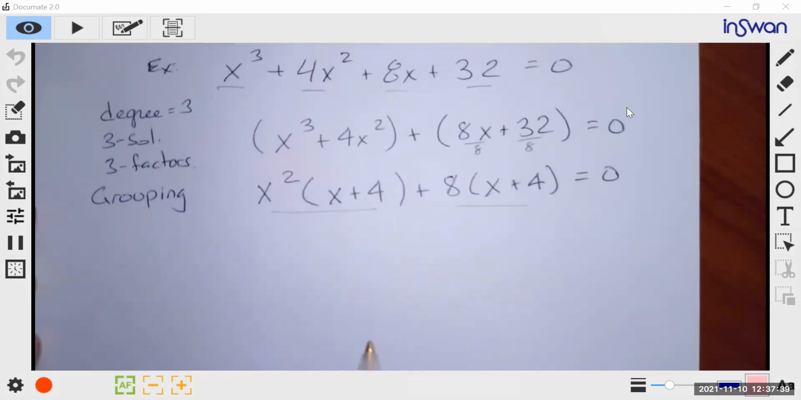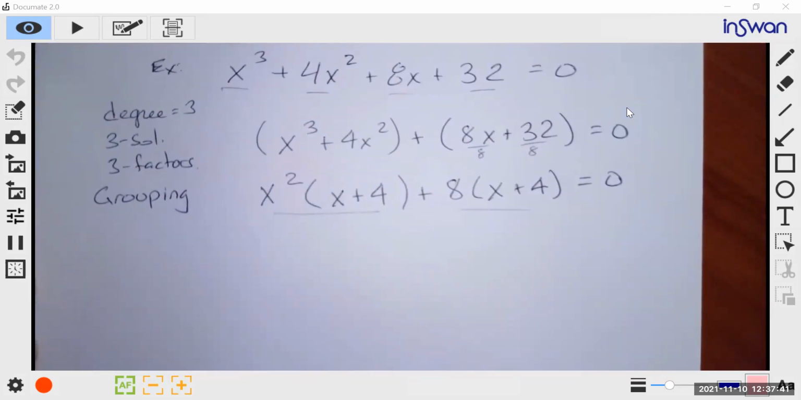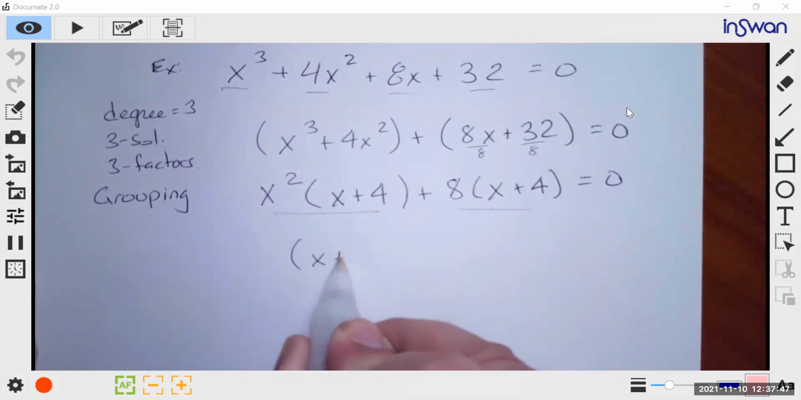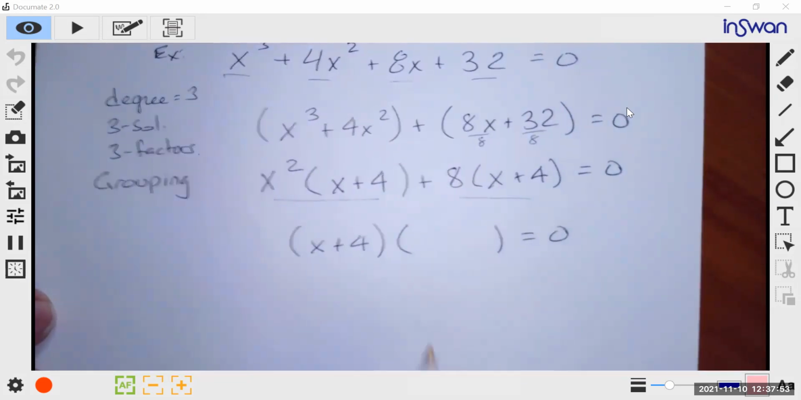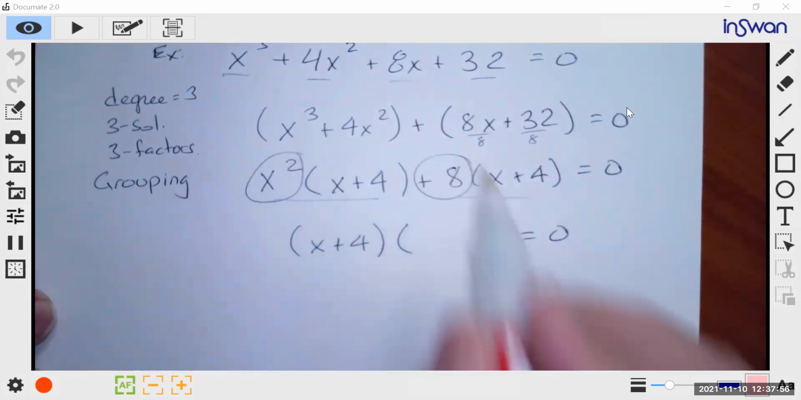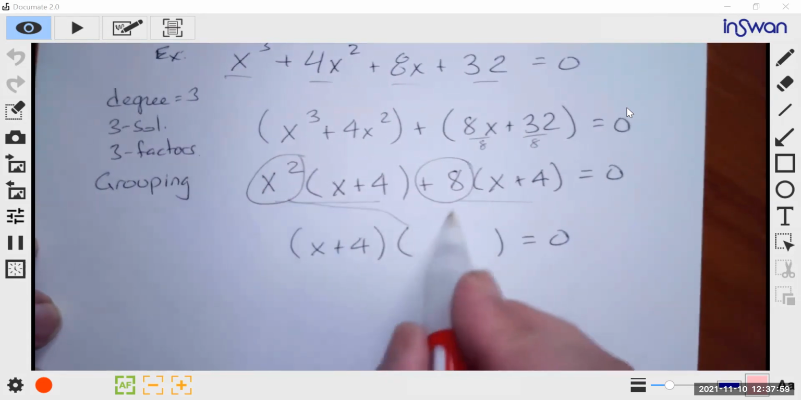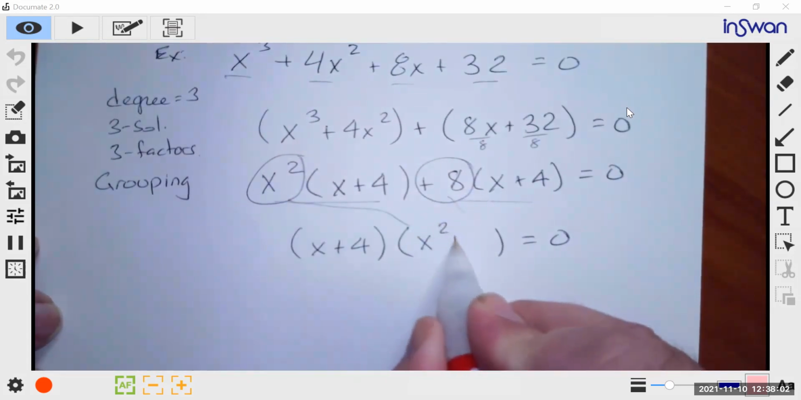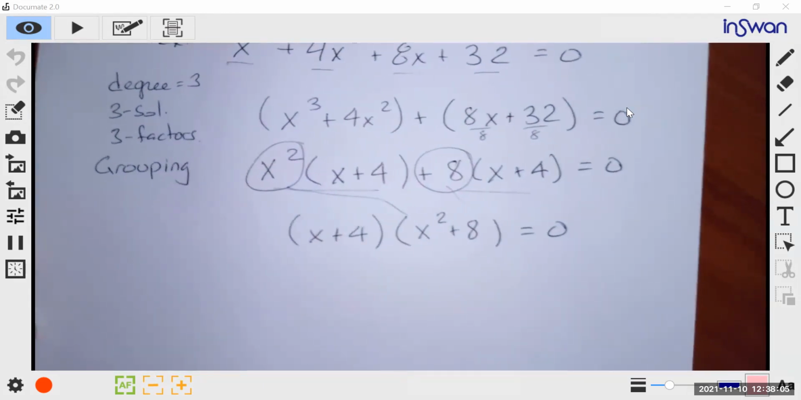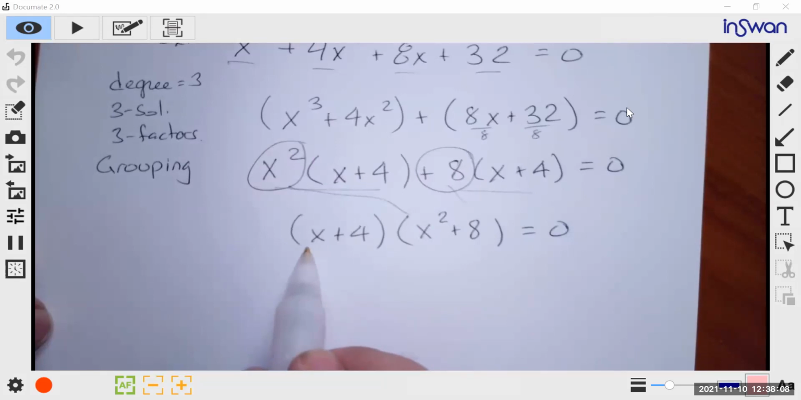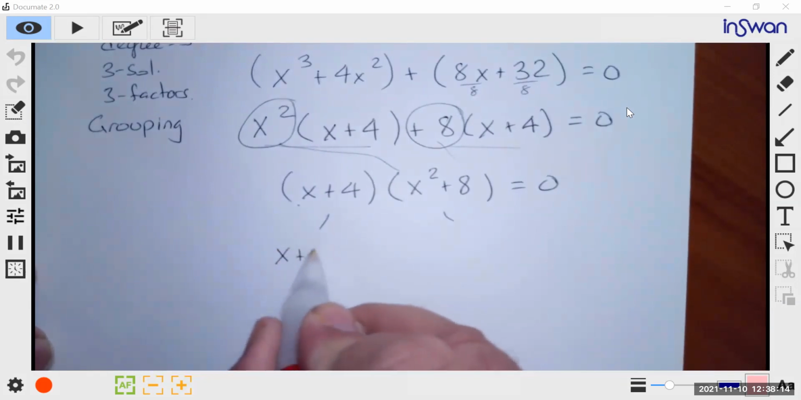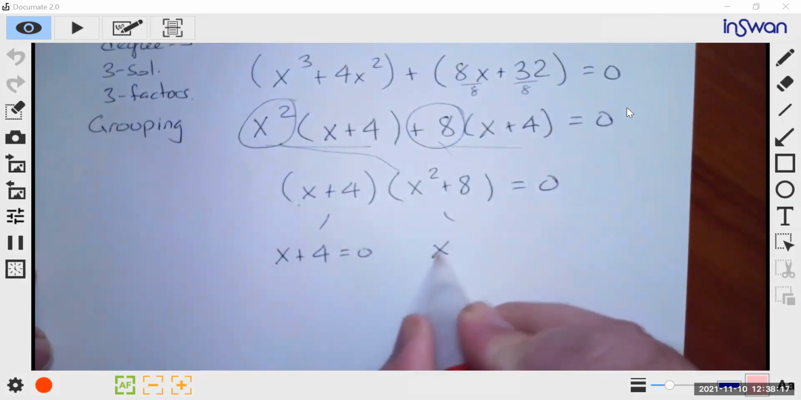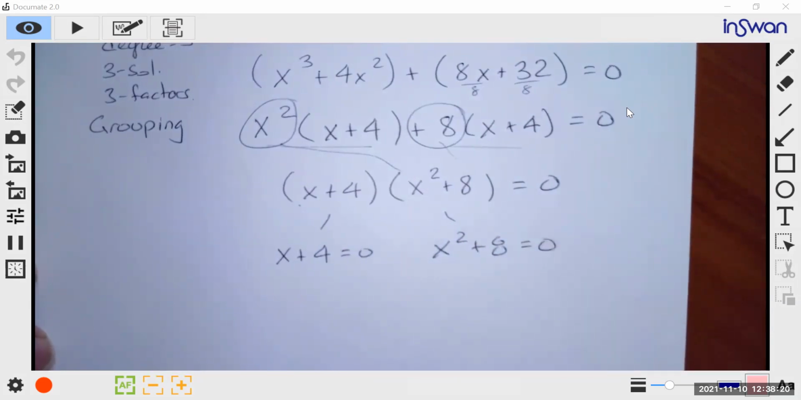Now what do we do? Do the 2 terms have anything in common? They both have an x plus 4, so we factor that out. Whatever's left goes inside this next parenthesis, which is x squared plus 8. In other words, whatever the coefficients are. So now we have our 2 factors. What we do here, set them equal to 0 and solve.